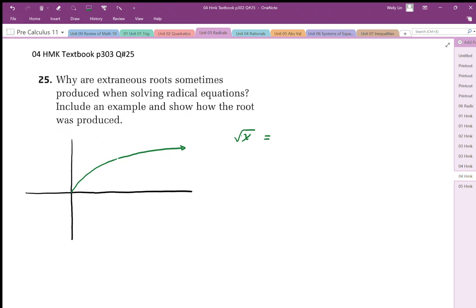So why are extraneous roots sometimes produced when solving radical equations? A good example would be to just think of it visually. If I have a square root equaling a negative number, that's where my extraneous roots can show up.